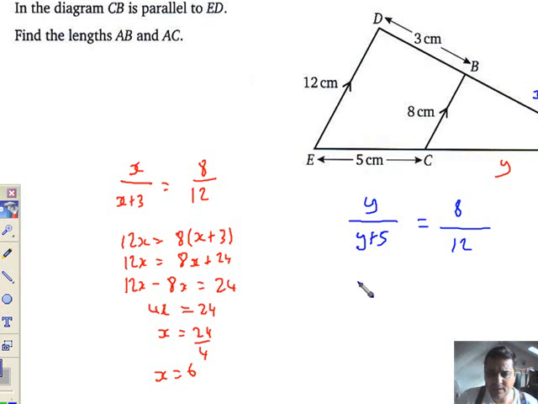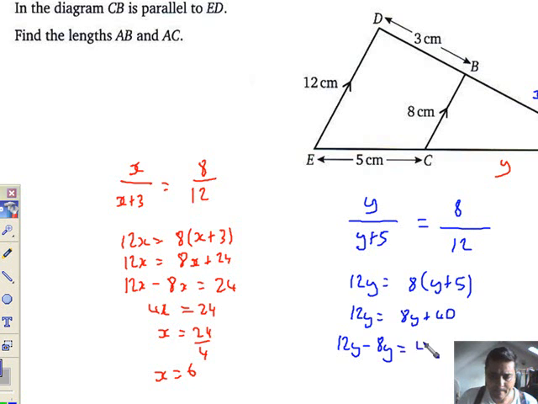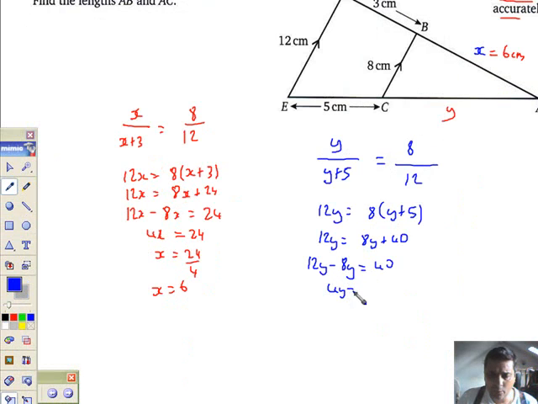Again, cross multiply, 12 comes over. 8 multiplied by Y plus 5, alright? So 12Y's equals 8 bracket Y plus 5. Break it all open, multiply out. 8Y plus 40, bring the 8Y's next door to subtract. So I've got 4Y is 40, from which Y becomes 40 over 4, and so Y is 10 centimeters. Handsome, absolutely beautiful, isn't it?